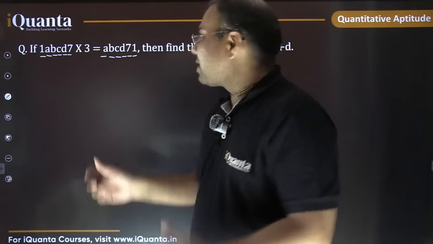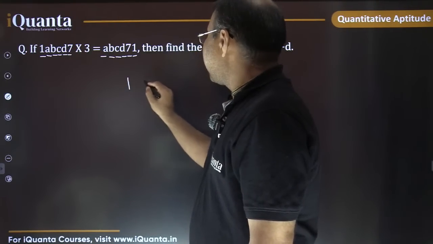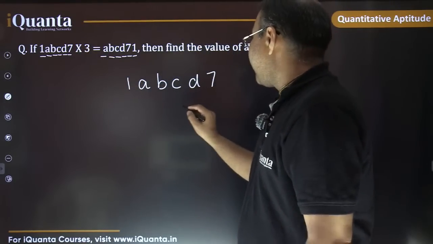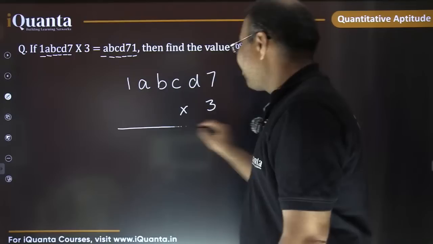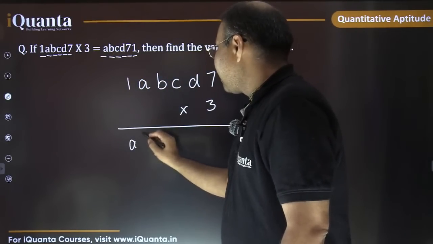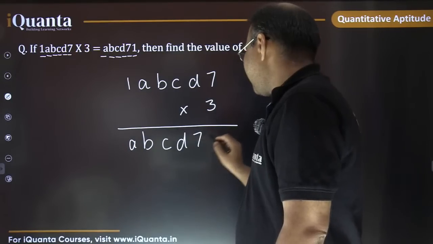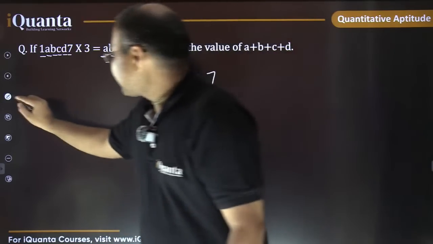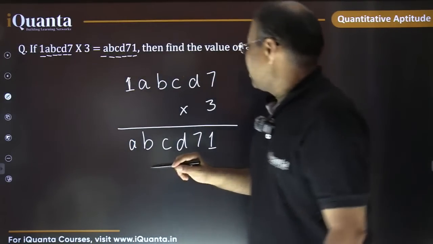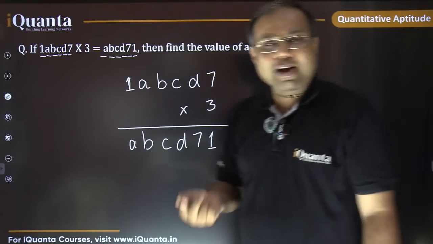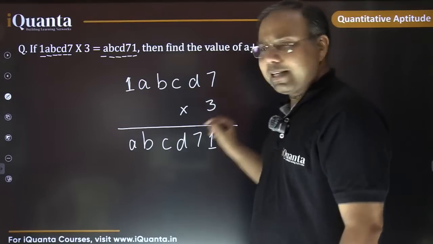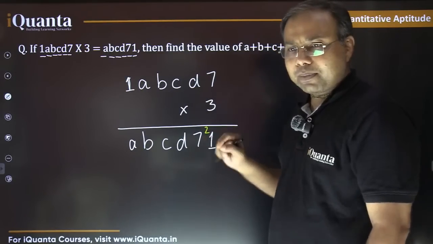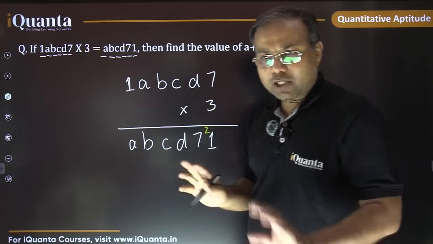Let's do it with simple multiplication. So the given number is 1, A, B, C, D, 7, and it is to be multiplied by 3. And the given result is A, B, C, D, 7, 1. Okay, let's do the normal multiplication. So 3 multiplied by 7 is 21, isn't it? So 3 times 7 is 21. So 1 stays and 2 is the carry. I'm putting the carry 2 here at the top. So this 2 needs to be added further. Is it fine so far?